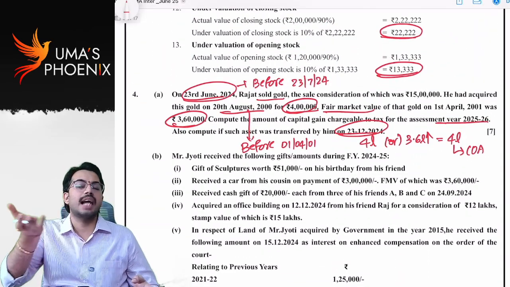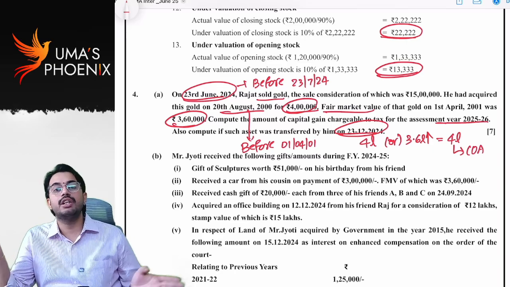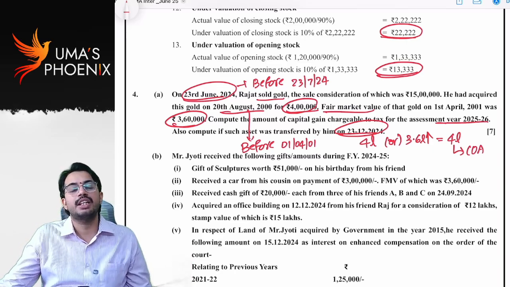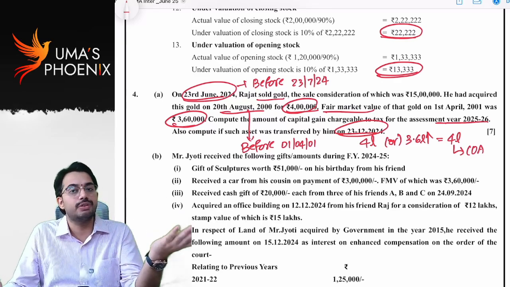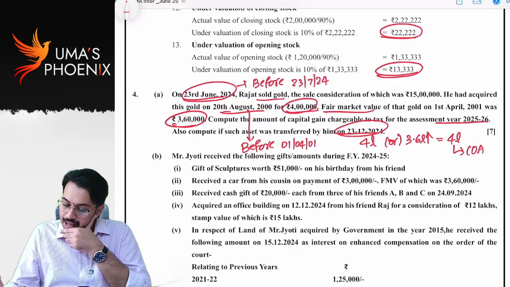You can calculate tax liability. Before 23rd July 24, long-term capital gain under section 112, tax rate applicable is 20%. So 48,000 into 20%, you can calculate the tax.